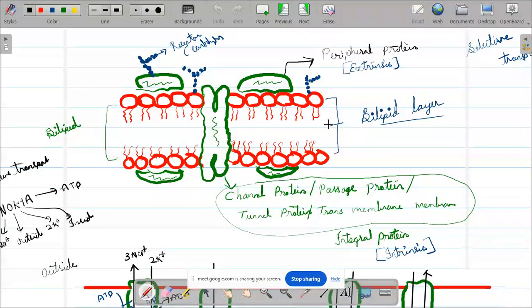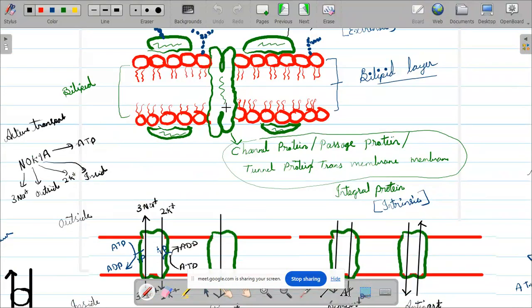So Pooja, we are focused on the integral protein, how they help in transfer of molecules. I think we discussed the basic structure of the plasma membrane, then the elementary ideas about the chemical composition of the plasma membrane and how it helps in the transport of proteins. And we focused on the importance of the channel protein, or passage protein or tunnel protein, which is also called transmembrane protein, right?